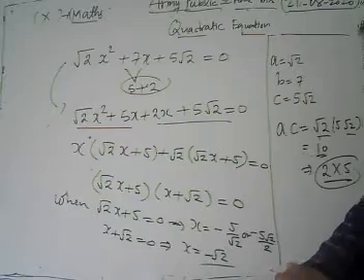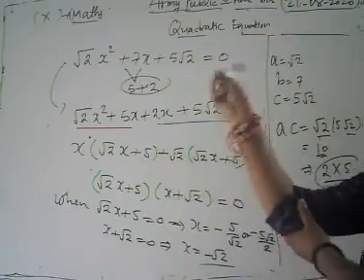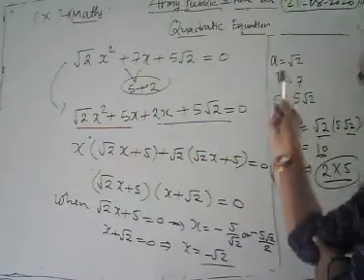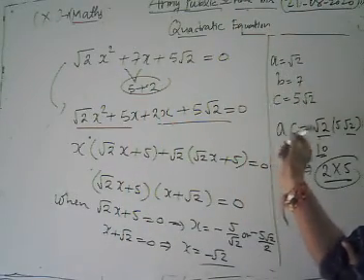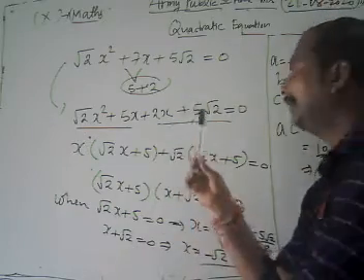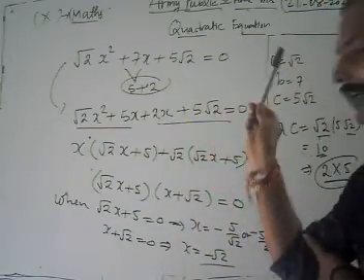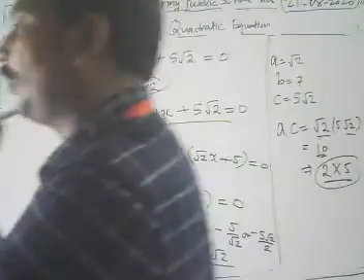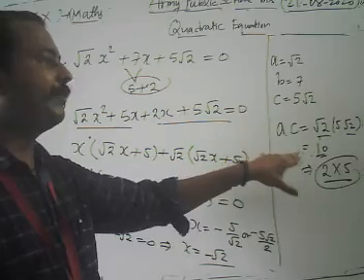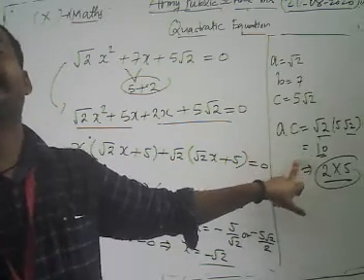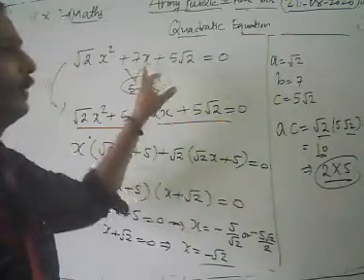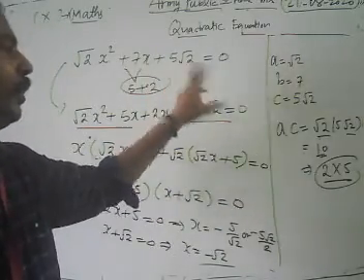First of all, we compare with the standard form, and we find the values of a, b and c. Taking the product of a and c, we get 10. We find the factors of 10 such that, after seeing whether the sign of c is positive or negative, now what do we see? We see that the sign of c is positive. Then we have to find the pair of factors of 10 such that the sum is equal to 7 and the product is equal to 10.